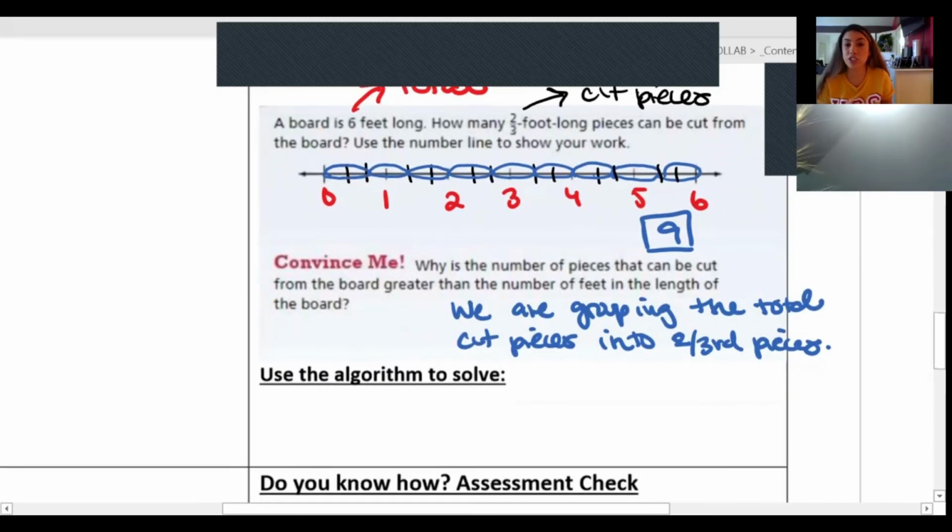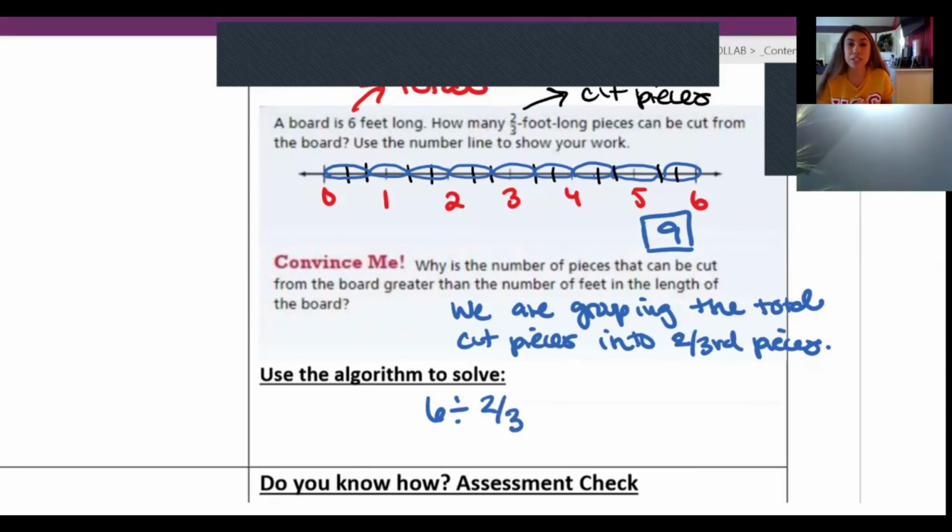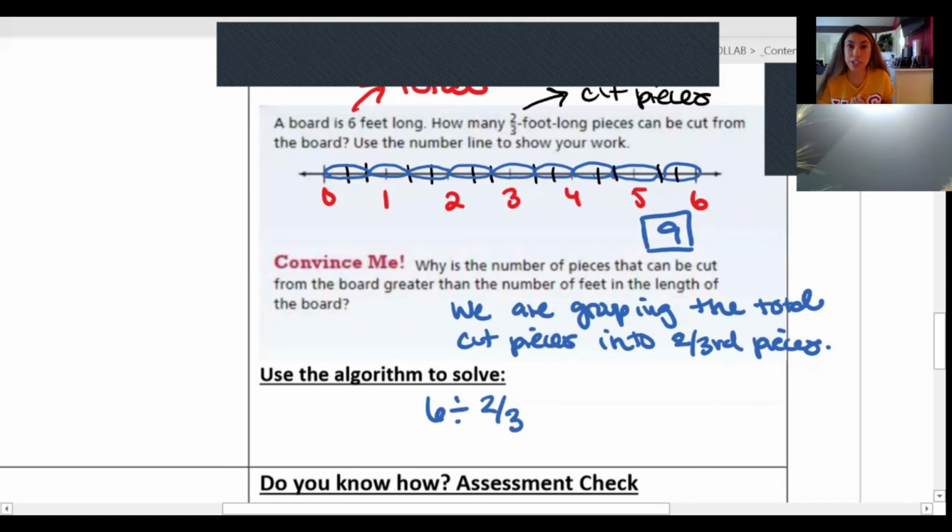Perfect. So now let's just use this algorithm to solve this, just to make sure we can check and arrive at the same answer of 9. So we're going to use our keep, change, and flip. We're going to keep our first fraction, right? 6/1. We're going to change our operation to multiplication. And then we're going to flip 2/3. And if we flip that, we'll have 3 halves.